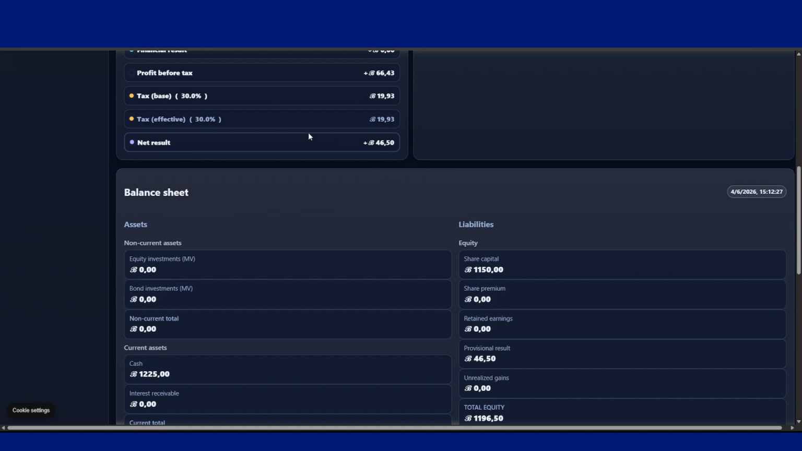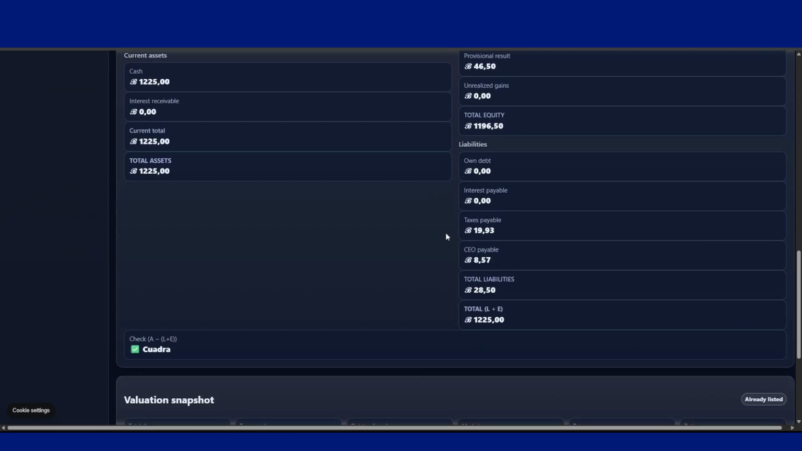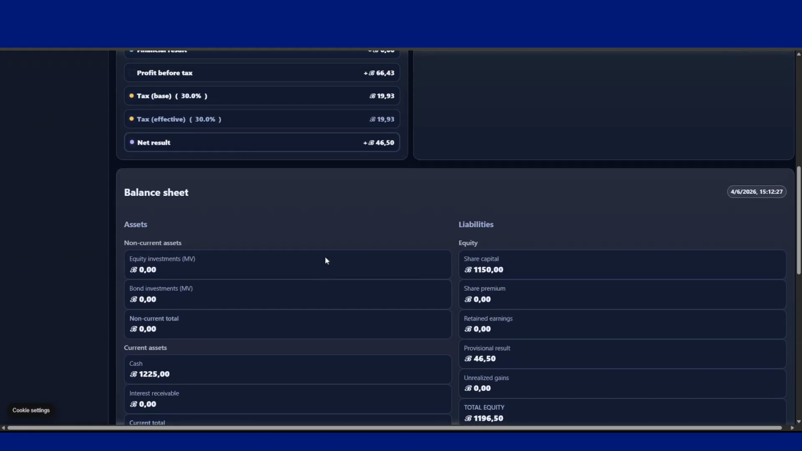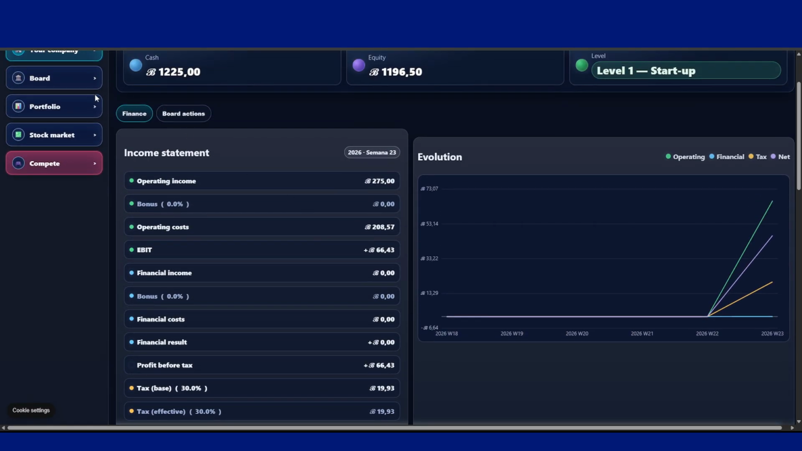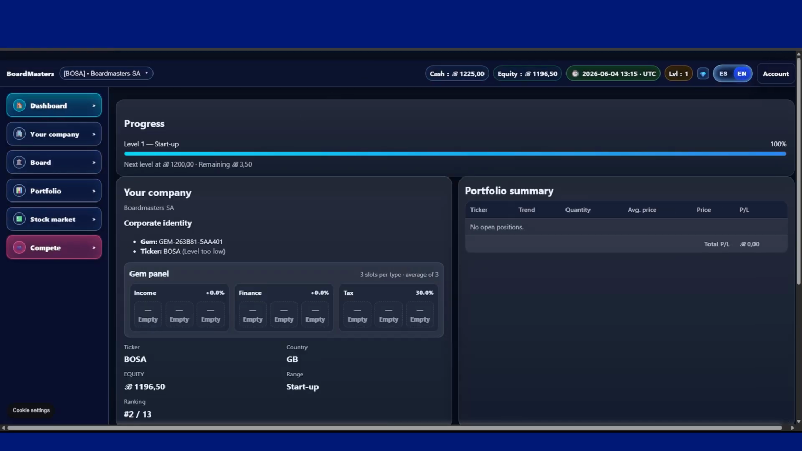In summary, the income statement helps you understand whether your company is making or losing money during the week. And the balance sheet helps you understand what your company owns, what it owes, and what its economic value is at that moment. Reviewing these two reports regularly is key to making better decisions in Boardmasters.